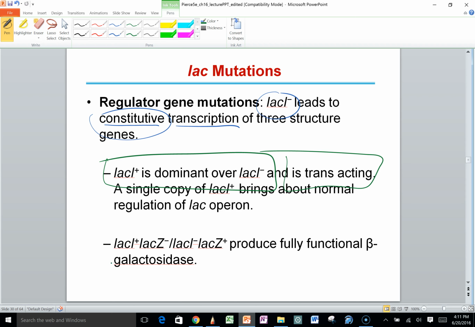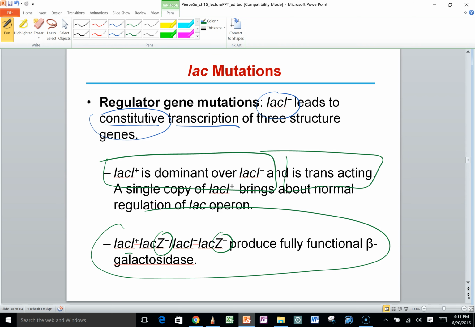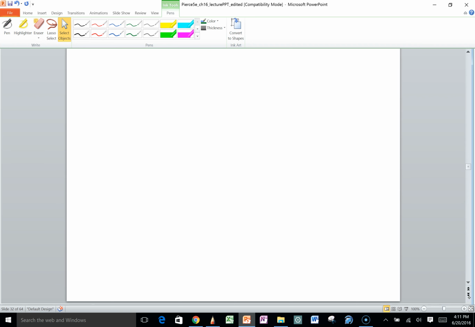So this is where we're going to use this kind of genotype to look at that. So we've got LAC-I plus, and we've got the Z minus on one side, and the Z plus on the other. So we'll look at a couple of those examples. So first of all, it says that LAC-I plus is dominant over LAC-I minus.